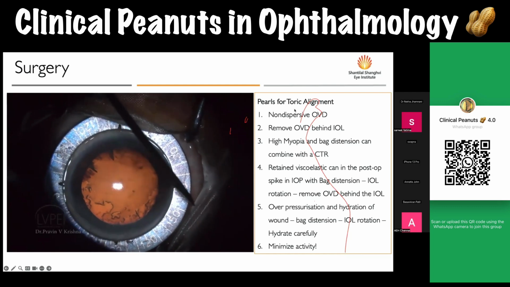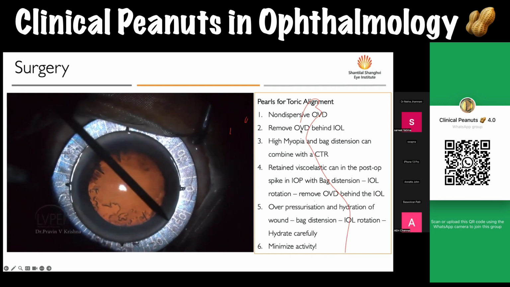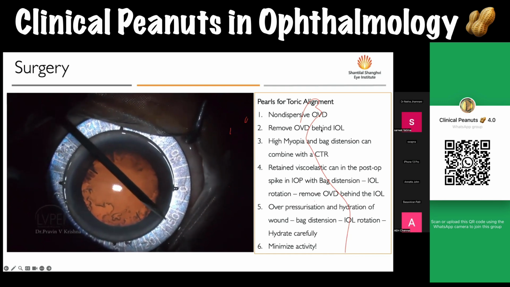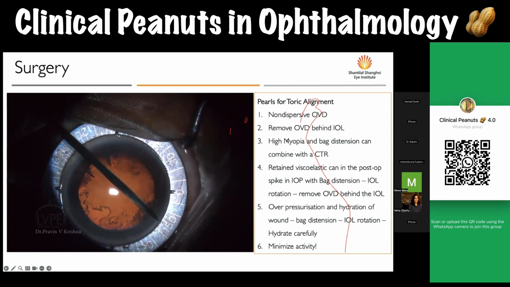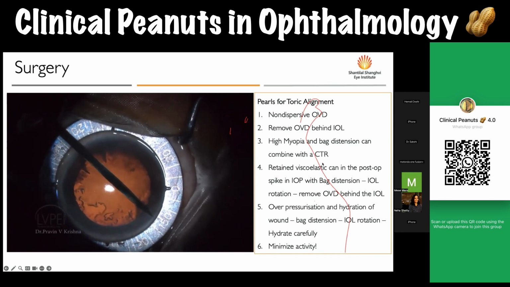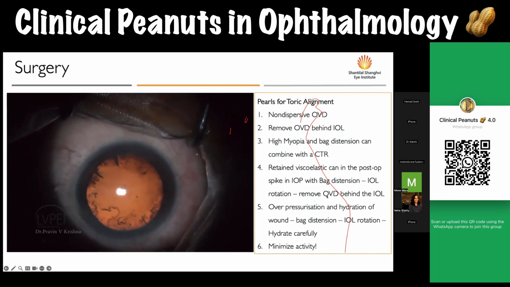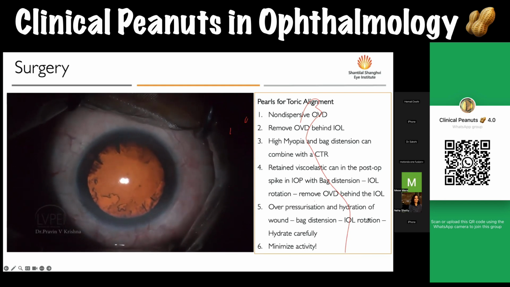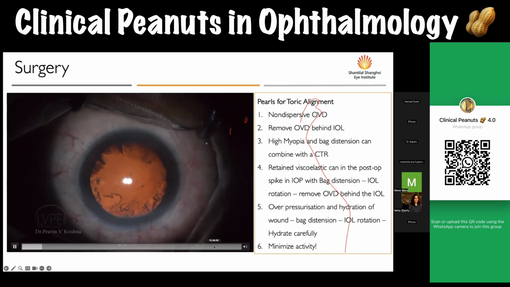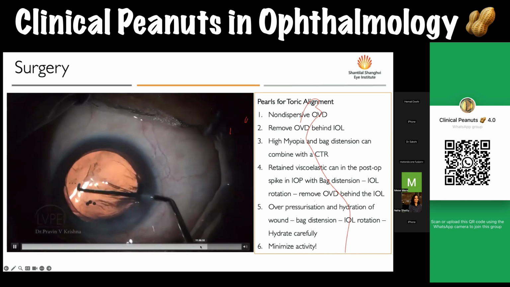The few pearls for toric alignment are to use a non-dispersive OVD when you're placing the lens, and of course to remove all the OVD that is behind the IOL, because otherwise it can cause misalignment of the lens after you remove the OVD. It can cause pressures to rise, cause the bag to get distended, and then also cause the lens to rotate in the post-operative period. Don't over-pressurize or over-hydrate these wounds, because again it can cause bag distension and IOL rotation. And basically try to minimize the activity that you're doing in the eye.